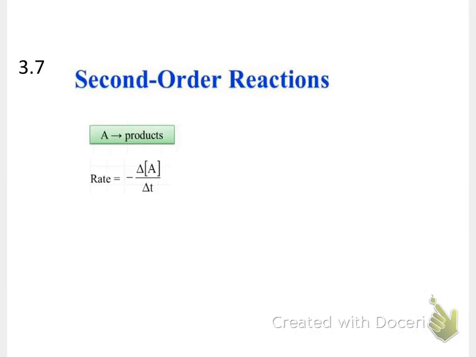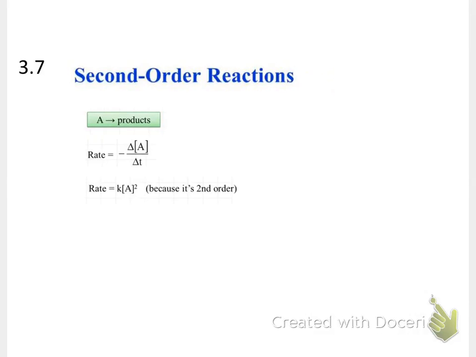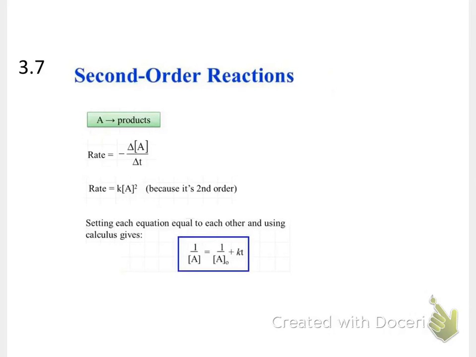Because the coefficient in this reaction is 1 for A, the rate is equal to the negative, because it's a reactant, change in the concentration of A over time. And we also know, because it's second order, that rate is going to equal k times the concentration of A to the second, right? This is the thing that tells us it's second order. Now, just like we did with first order, we can set those equal to each other and then use some calculus to integrate them. And when we do that, this is what we get. We get this equation: 1 over A equals 1 over A initial plus kt.